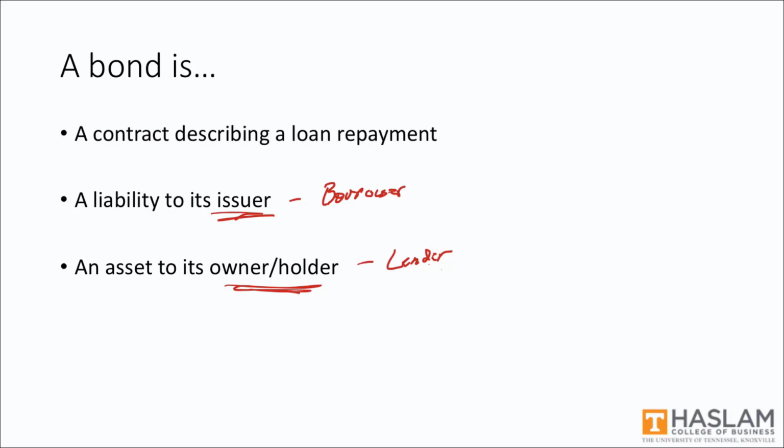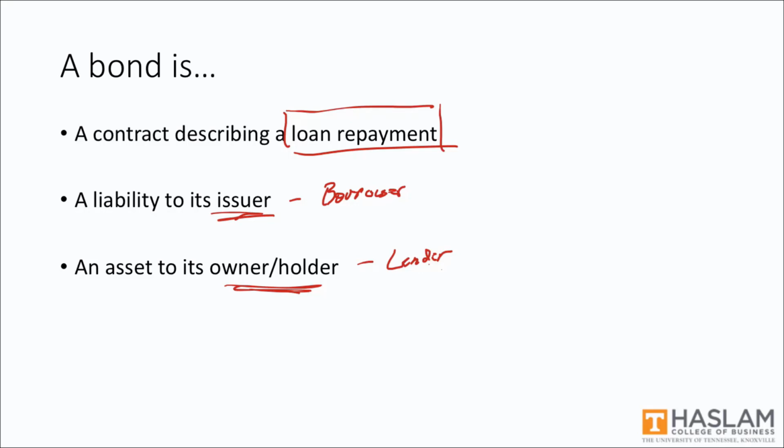Now, to the borrower then, the bond is a liability and it will show up on the right-hand side of its balance sheet. And to the owner or holder, the bond is an asset or an investment, something that generates a potential future return. And so let's go back to the specifics of the contract now. So, as I said before, the contract describes how the loan will be repaid.